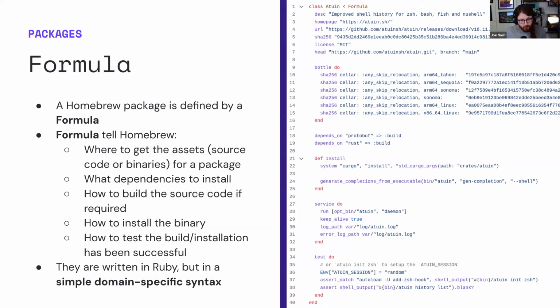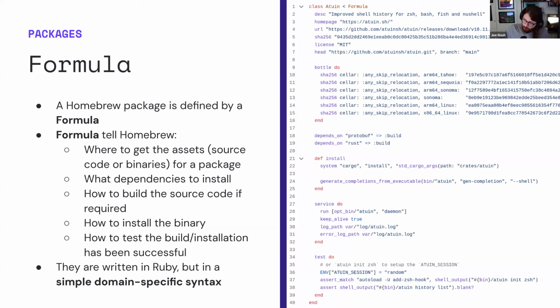If it's building from source, it will also tell Homebrew what the dependencies are, which will enable Homebrew to install the dependencies so that it can build the software from source. It will then have instructions for actually doing the building from source, like which compilers to use, which flags to use, etc. If there are any post-build instructions to install the binary, it will contain those. And finally, it will contain testing steps to check the installation has been successful.